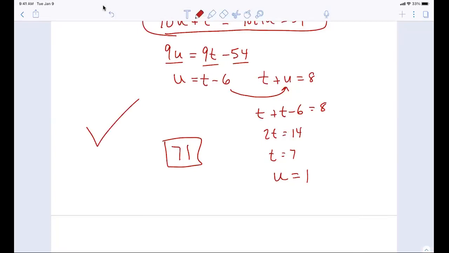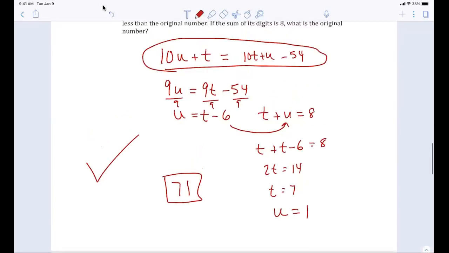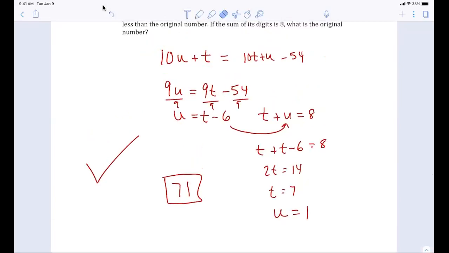I divided by 9. Okay. How did you get 9U equals 9T minus 54? Okay, so I looked up here and I moved this over here and this over here. I put the U's and T's together, right? You see it now? Yeah. All right, guys, come on now.